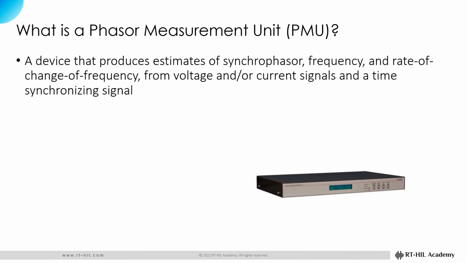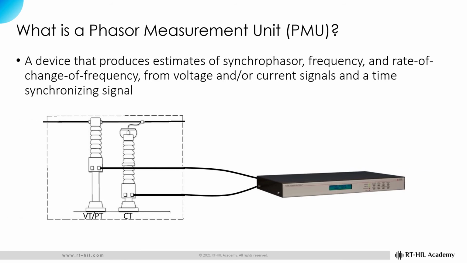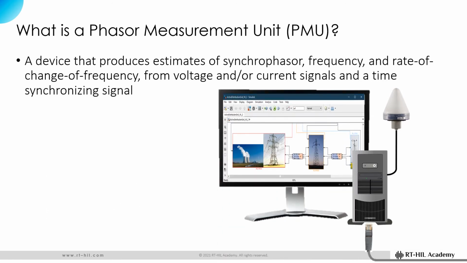So, a PMU is a device that produces estimates of synchrophasor, frequency, and rate of change of frequency, from voltage and current signals, and a time synchronizing signal. The estimated quantities are time-stamped, using the precise time provided by the GPS signals, and then streamed into communication networks. The PMU functionality is embedded in most of the real-time simulators. So, they can be configured to compute the synchrophasors out of the simulated voltage and current waveforms, timestamp them, and then stream them into the communication networks.